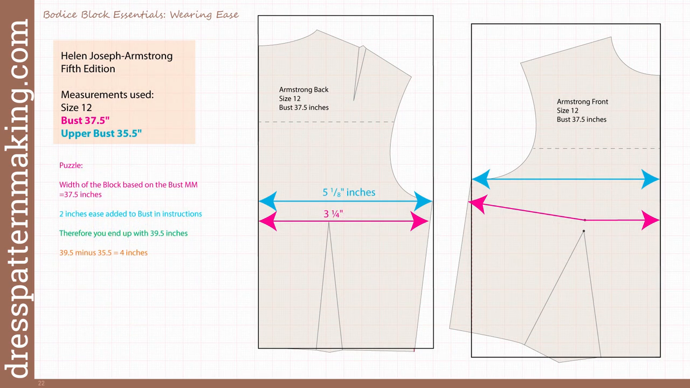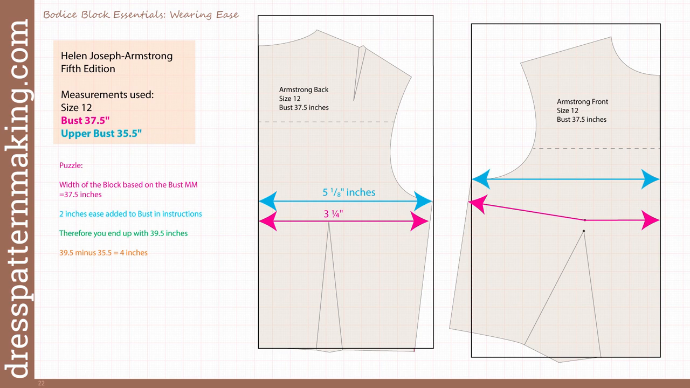Now, when I first thought to do this, as in measure the block I had drafted and see what ease there is, I came up with this 5 inches in the upper bust and the 3 1/4 that I just showed you. And I thought I was going crazy. I mean, just do the maths. The width of the block is based on the bust of 37 1/2 inches, add 2 inches ease. The block is 39 1/2 inches wide at the upper bust. Therefore, there is 4 inches ease in the upper bust and a little bit more than 2 inches ease in the bust.